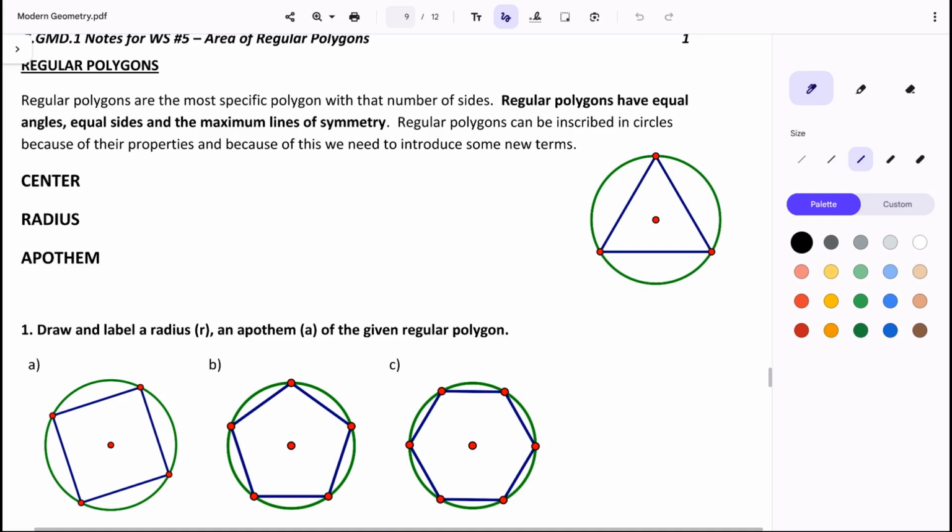Center means the same thing as it did with a circle. We've talked about the center of a circle before. That's going to be the middle point of your shape. In this case, the center is going to be on your polygon. So it is still in the center of the circle, but it's also going to be the center of that triangle. So I'm going to go ahead and write down over here that the center is going to be the middle part of the polygon.